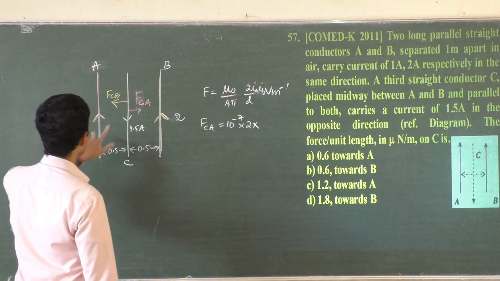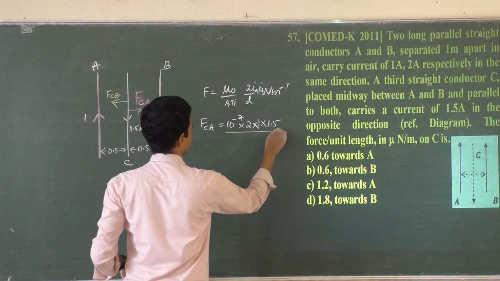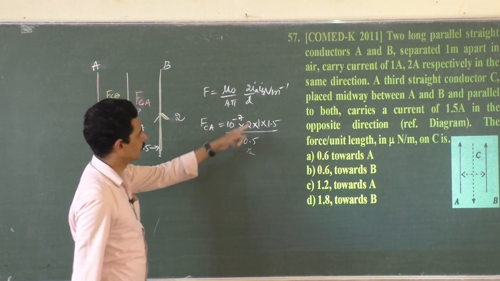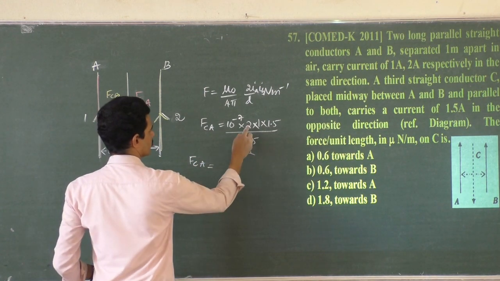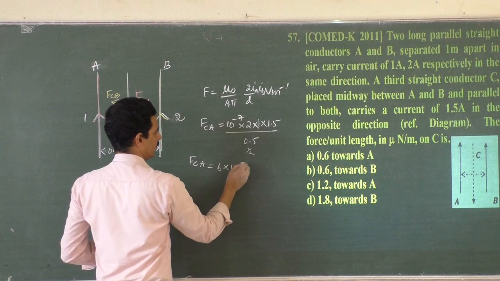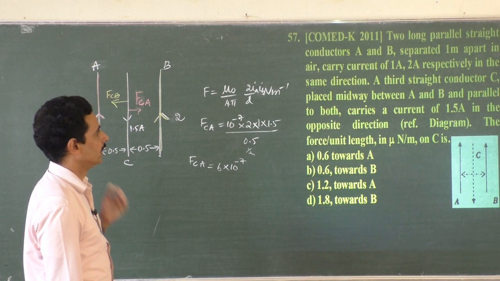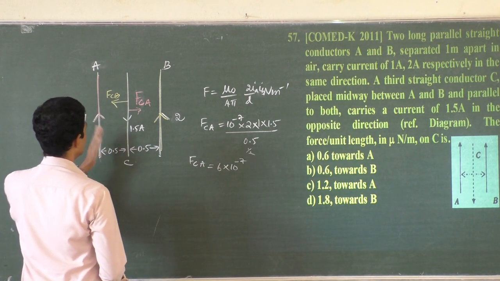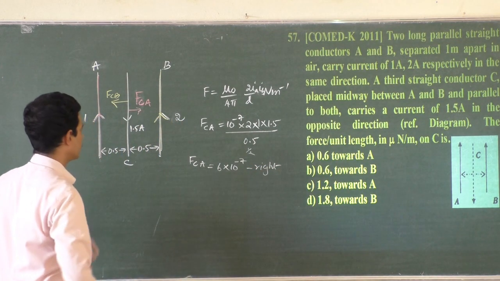2 into IAIB, 1 into 1.5, divided by D, distance is 0.5. 0.5 can be written as half, right? That 2 goes to the numerator. What is the answer? Force on C due to A is equal to, so this 2 goes to the numerator because 0.5 is half. 4 into 1.5 is 6 into 10 to the power minus 7. And everything is in meters, right? 1 meter ampere, yes. Now, this is towards right. Now, what about the other one?